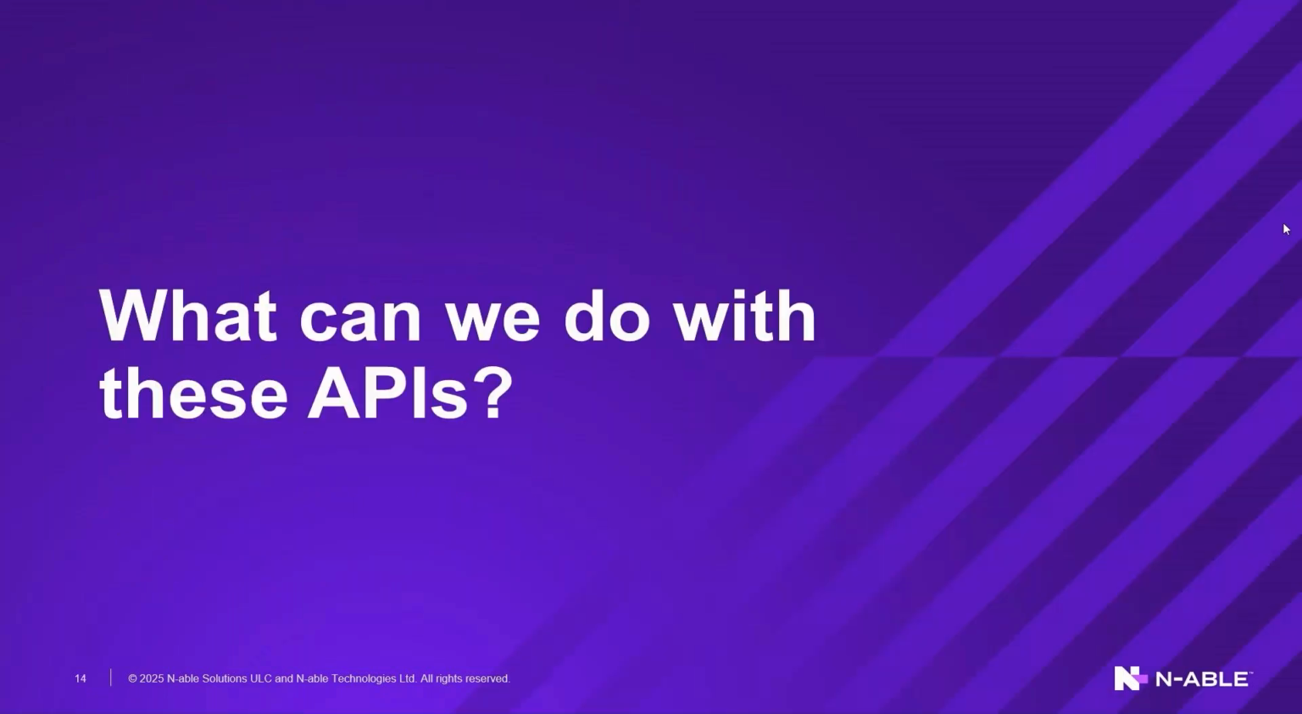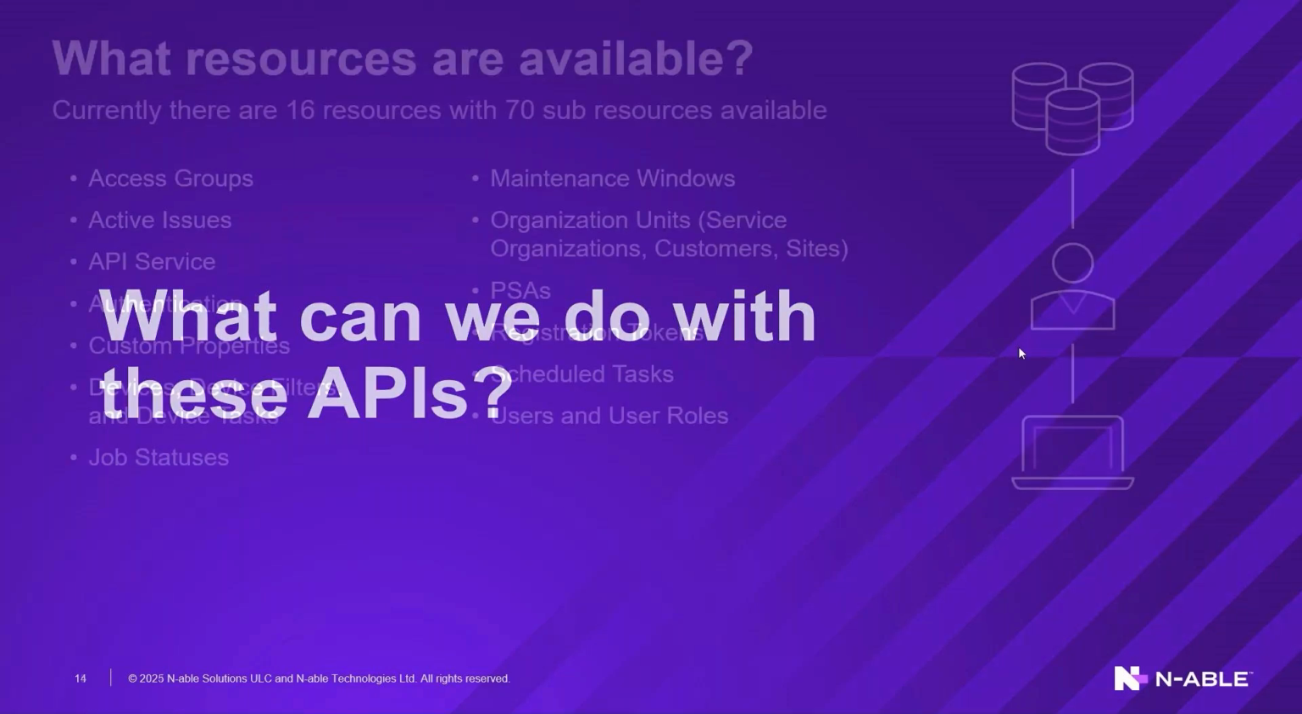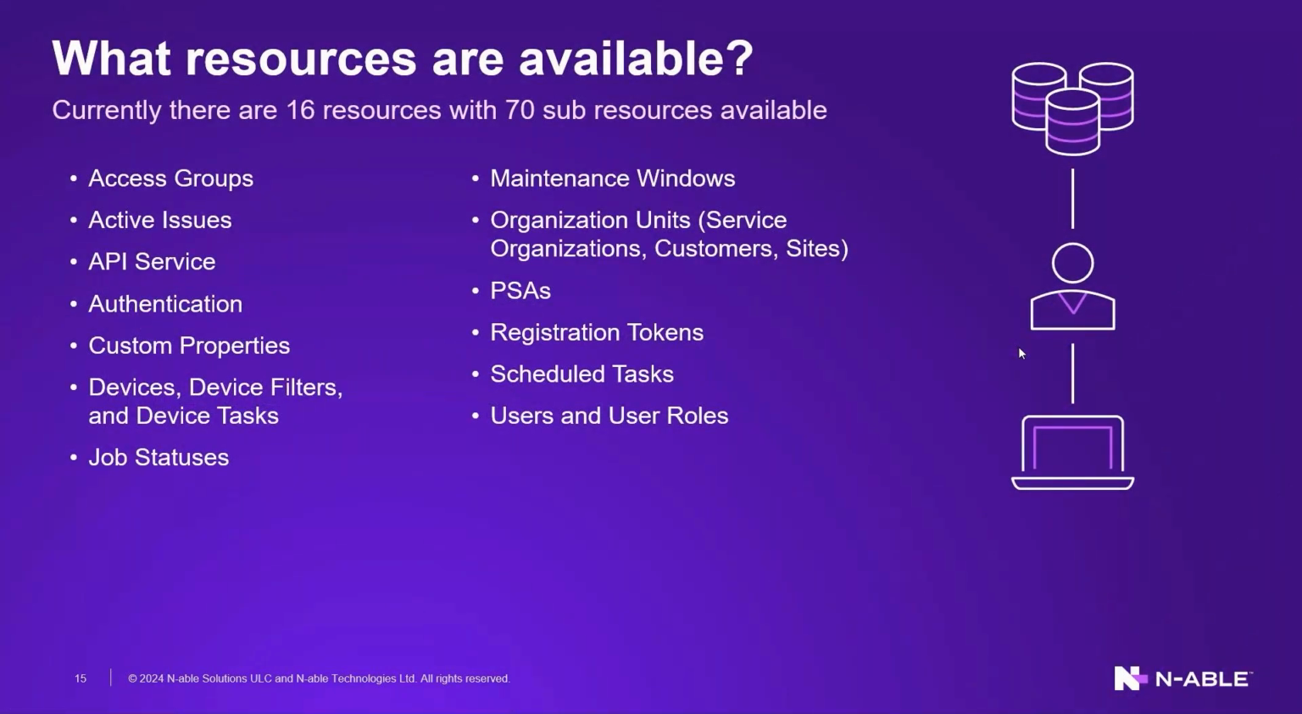So what can we do with these APIs? Currently, and this is as of N-central 25.2, there are 16 different resource groups that contain 70 sub-resources or functions. I've heard them called a few different names. And these cover a wide range of different functions. So we have things like custom properties, which tends to be a very common use case, to pull custom property information out of the APIs, but also to actually set custom properties through the APIs as well.